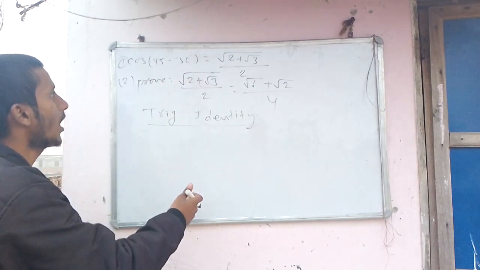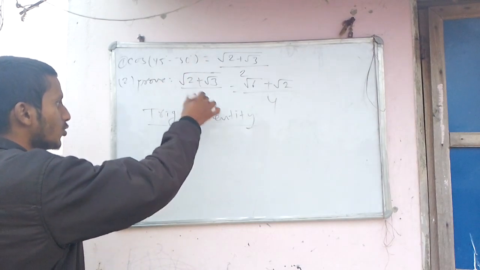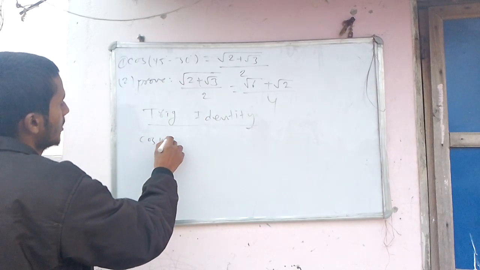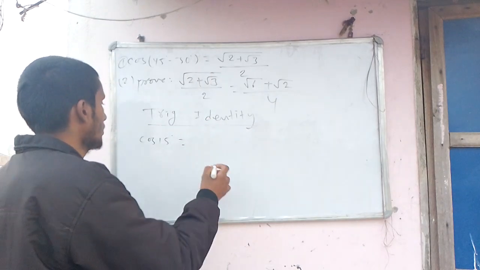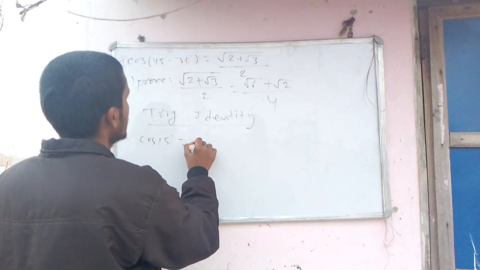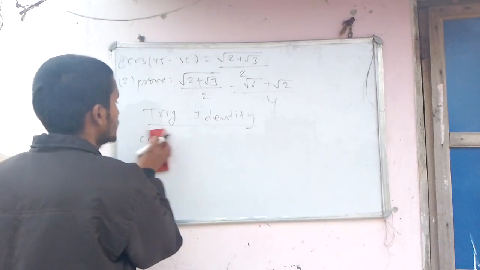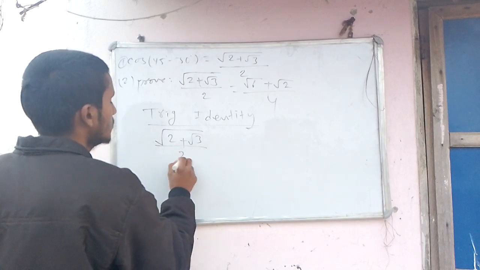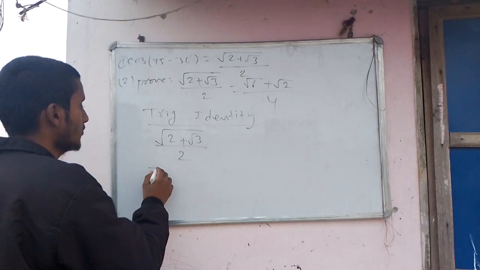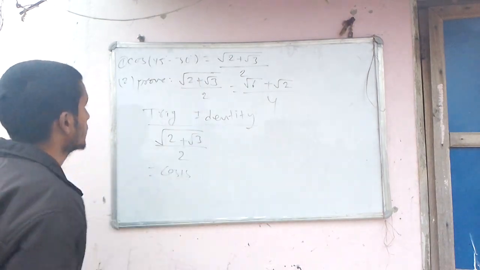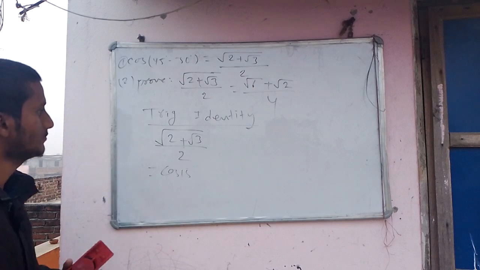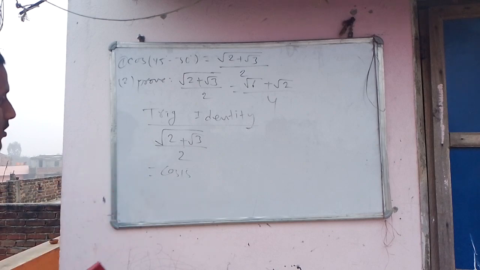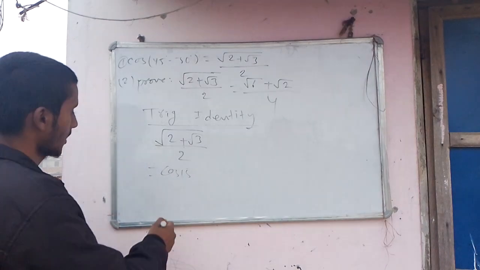For solving using trig identity, you need to know that this thing is cosine 15. We know that this is cosine 15, so we're going to write this as cosine 15. We had the square root of 2 plus the square root of 3 divided by 2. Are you getting this? This is cosine 15 because we saw it just now. If you don't know that this is cosine 15, I don't guess you'll be able to solve it using trig identity. If you know that this is cosine 15, then only you'll be able to solve it using trig identity.